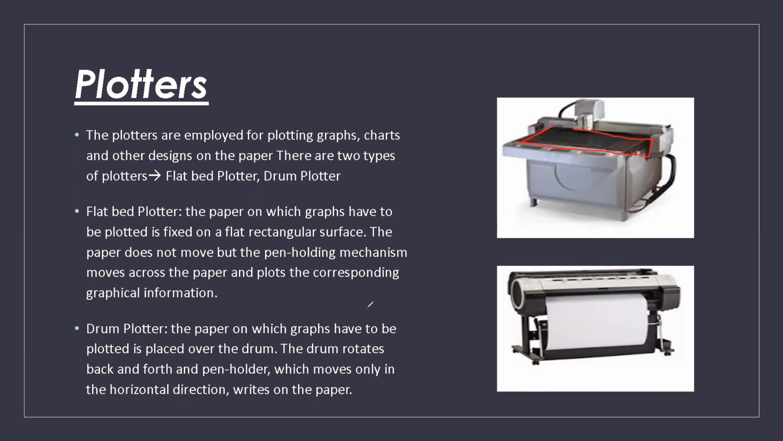What happens in a drum plotter? The paper on which graphs have to be plotted is placed over the drum. Here you can see this is the drum, and this is the paper. The drum will rotate back and forth, and the pen holder, which moves only in the horizontal direction, writes on the paper. Understood? So this is about the plotters.